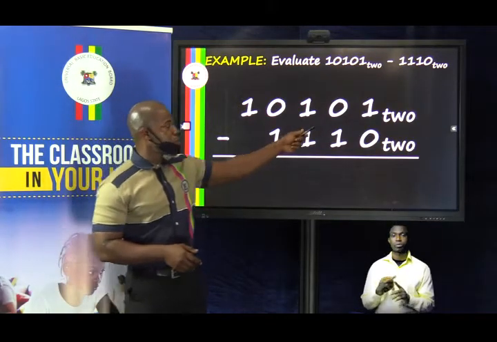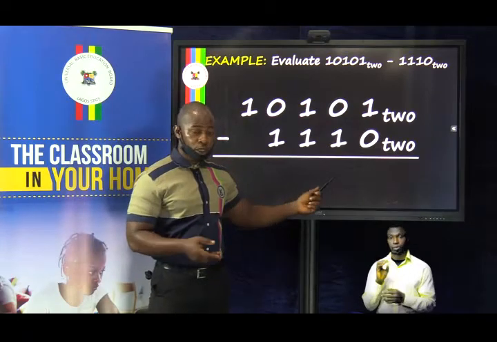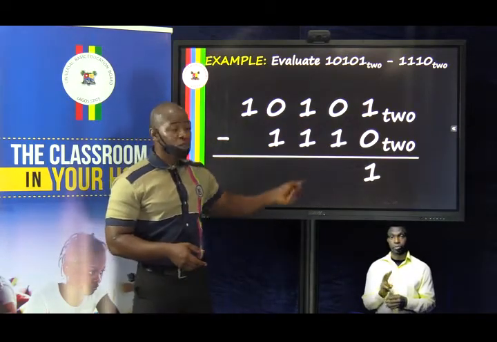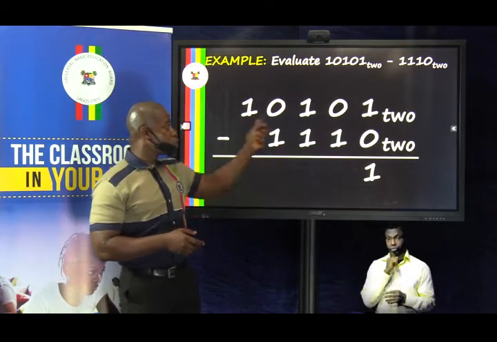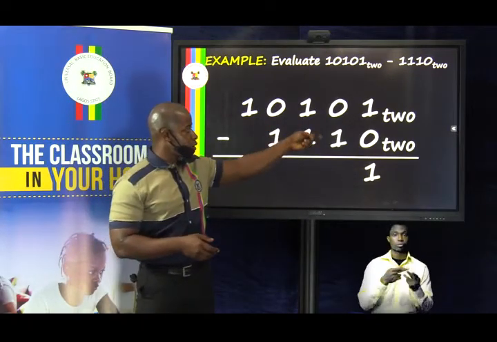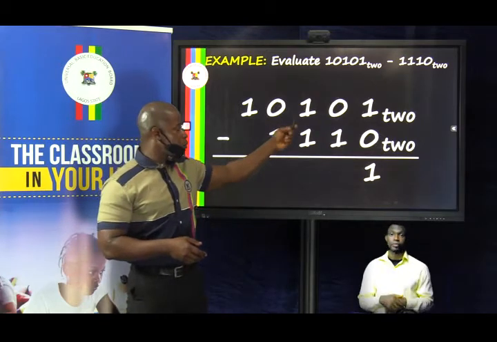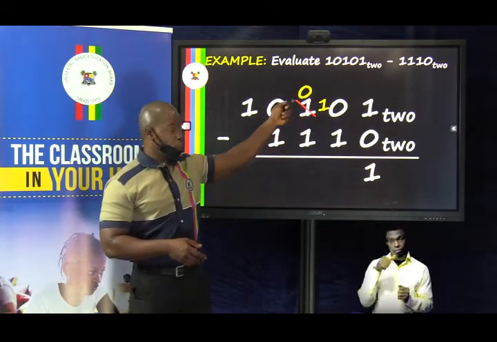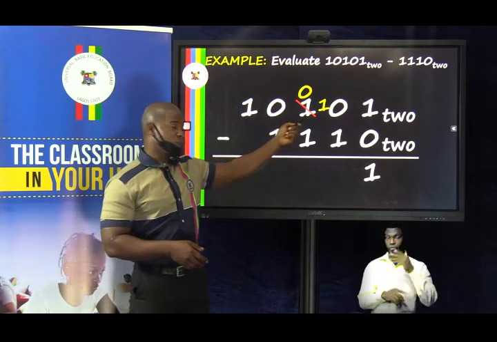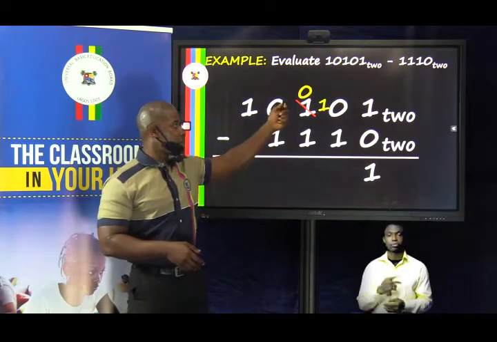Now we start from the ones. 1 minus 0 is still 1 in base 2. Now 0 minus 1 is not going to be possible even in base 2. So we have to go to the next place value to borrow a 1. Now when we borrow a 1, we're left with 0 here. So remember to put that 0 on top. When you remove 1 from 1, you're left with nothing. So that's 0 up there.